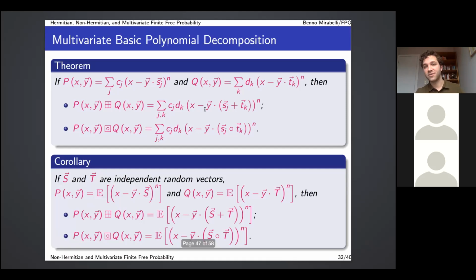And once again, just as before, if we put the constraints that the CJs are strictly positive or positive and sum to 1, and the DKs are positive and sum to 1, then we can write this in the language of classical probability, where we now have a random vector S and a random vector T that are classically independent. And I can write the finite free multivariate additive convolution by just summing these classically independent random vectors, or taking the pointwise product of these classically independent random vectors for the finite box product.